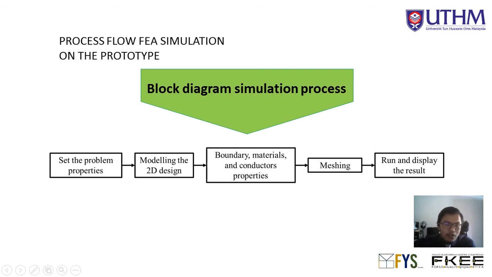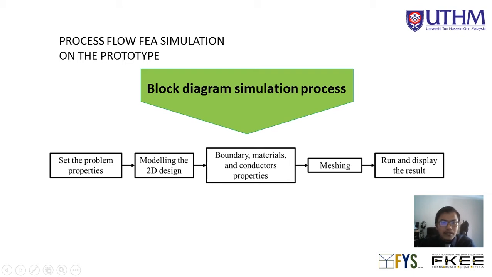So I'll proceed to the block diagram for the simulation process. For the first thing, you need to set the problem. We are going to use the electrostatic problem, and we set the unit in millimeters, because our sizing of the insulator is in millimeters. The type of problem is axisymmetric, which means we only draw half of the insulator to produce the field, and then we design the 2D design in the FEMM software.